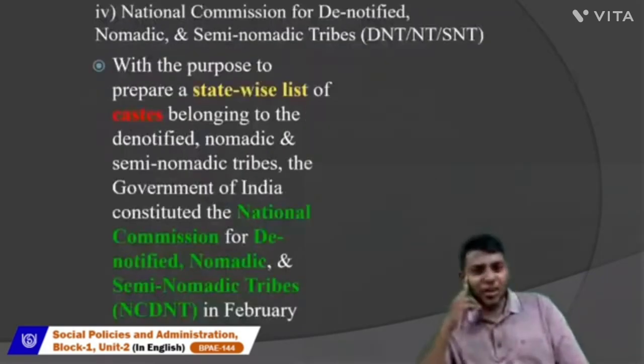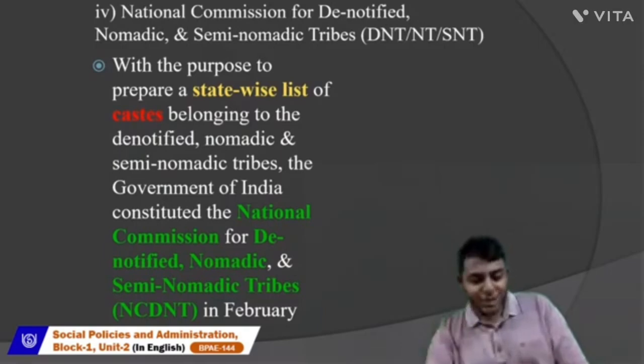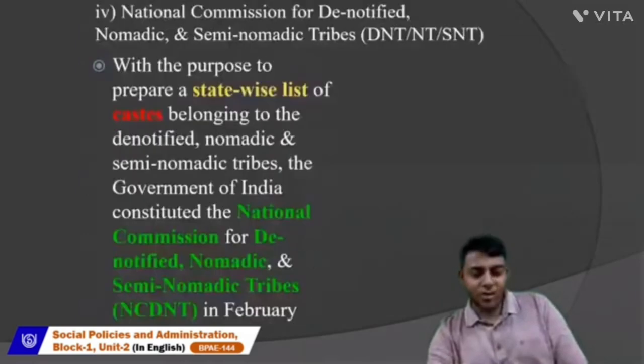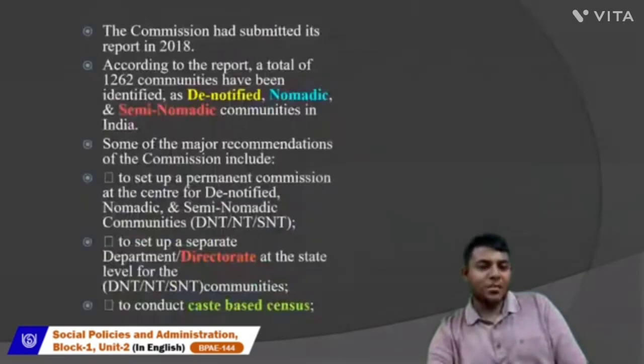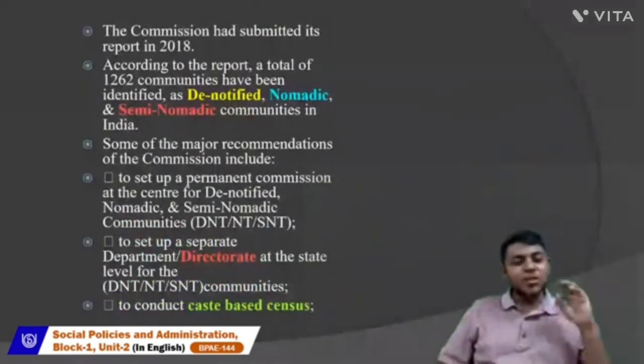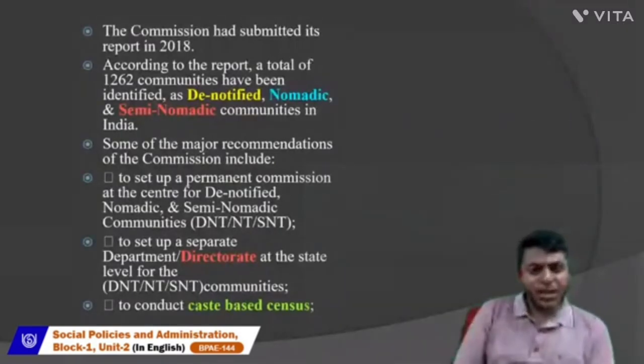There is also the National Commission for Denotified Nomadic and Semi-Nomadic Tribes. With the purpose to prepare a statewide list of castes belonging to the denotified nomadic and semi-nomadic tribes, the Government of India constituted the National Commission for Denotified Nomadic and Semi-Nomadic Tribes, the NCDNT, in February 2014. This commission submitted its report in 2018. According to the report, a total of 1,262 communities have been identified as denotified nomadic and semi-nomadic communities in India.